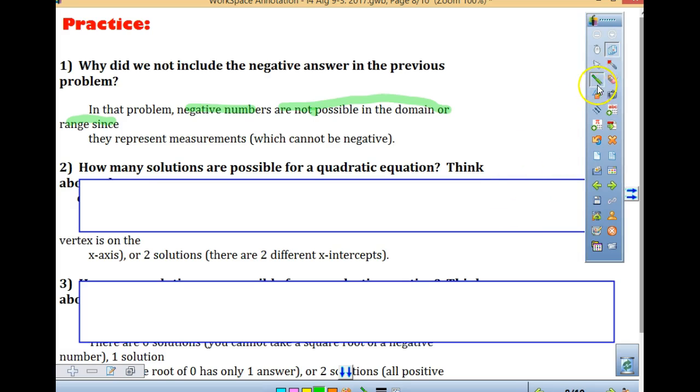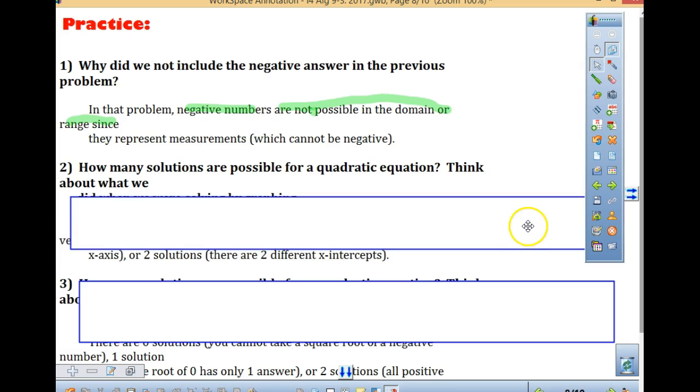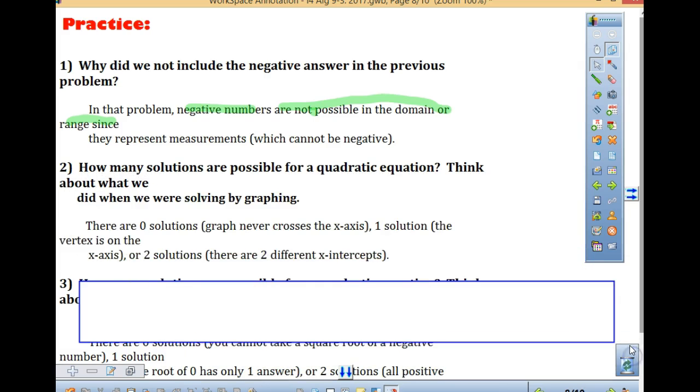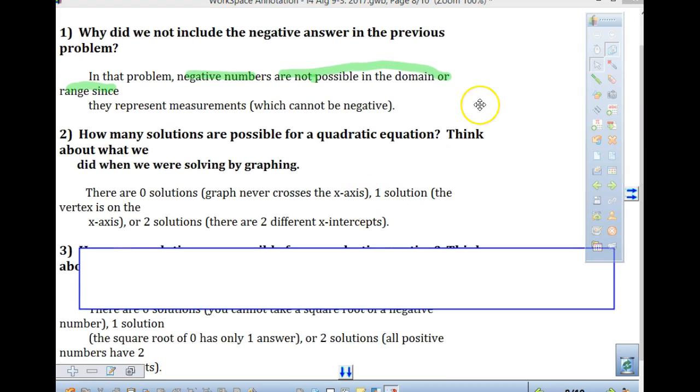So how many solutions to this quadratic? If it would have just been a quadratic equation, how many solutions would we be looking at? 0 solutions is when our graph never crosses. 1 solution, like we just saw, and 2 solutions is when we have both those. This one would have been a parabola that would have crossed in 2 spots. It's just that one of them wouldn't have worked out for us.